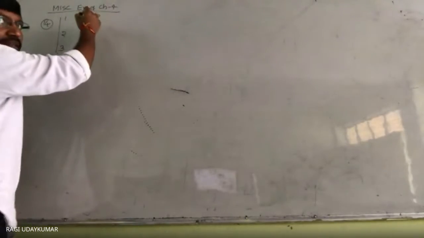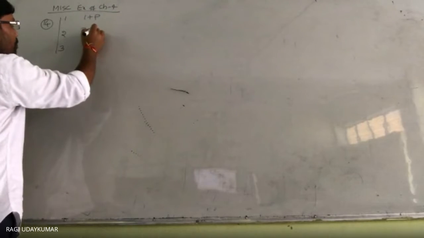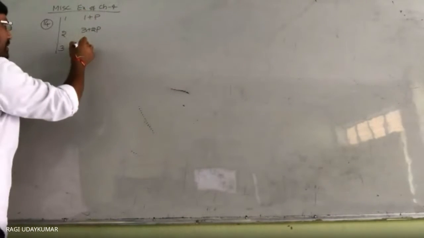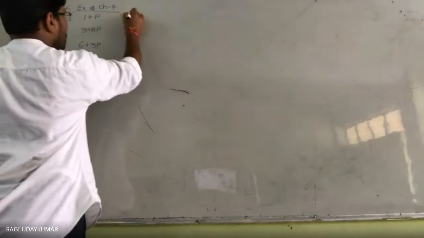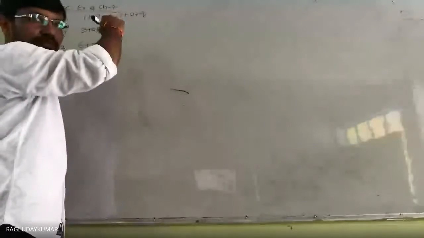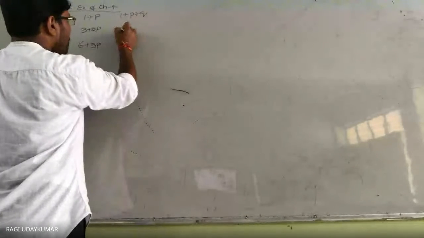1 plus p, 3 plus 2p, and 6 plus 3p. 1 plus p plus q, 4 plus 3p plus 2q, and 10 plus 6p plus 3q. This is equal to 1, we need to prove.